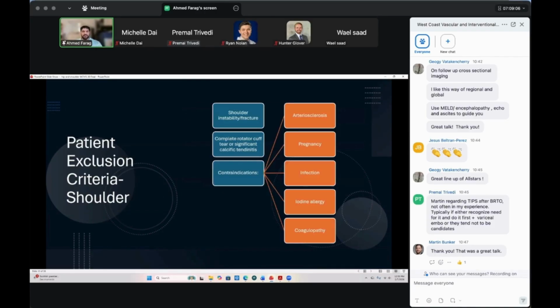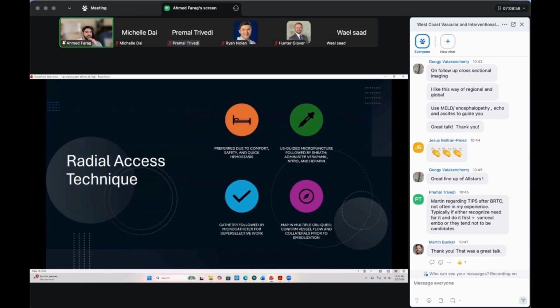Exclusion: anyone who's had recent fractures, instability, significant tears, and obviously if you have really bad PAD, pregnancy, infection, allergies, and coagulopathy, you can use your judgment in those cases.